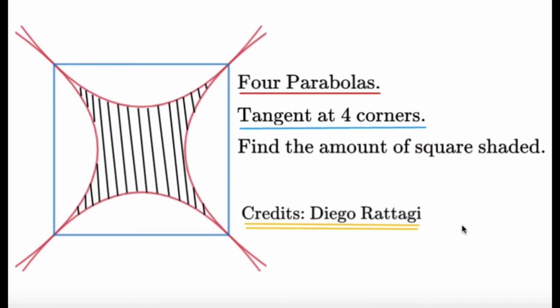Here's an item on geometry. We have 4 parabolas, and in each corner there's a pair of parabolas tangent at that corner. Find the amount of the square that is shaded.